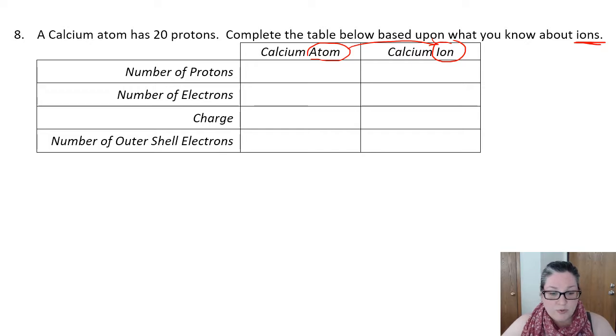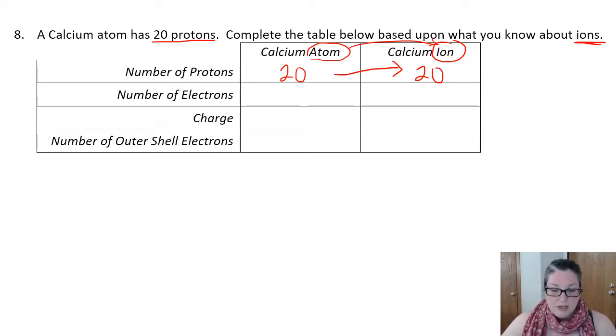So I already told you that a calcium atom has 20 protons. So 20 protons has a calcium atom, and calcium always has 20 protons, just as carbon always has 6, sodium always has 11, hydrogen always has 1. That's what makes it its element. So the number of protons never changes if you have the same element. So that's also going to be 20.